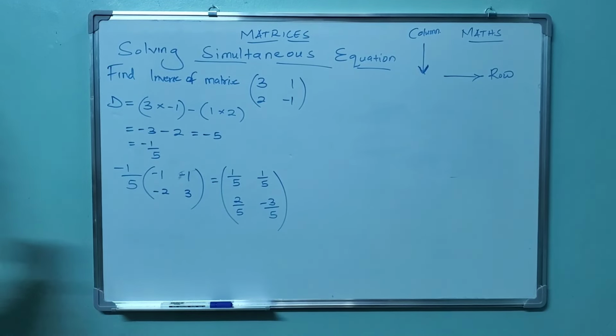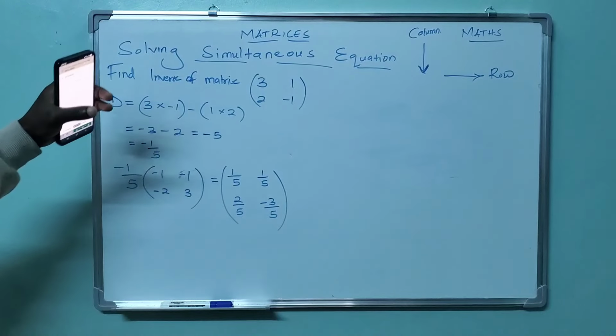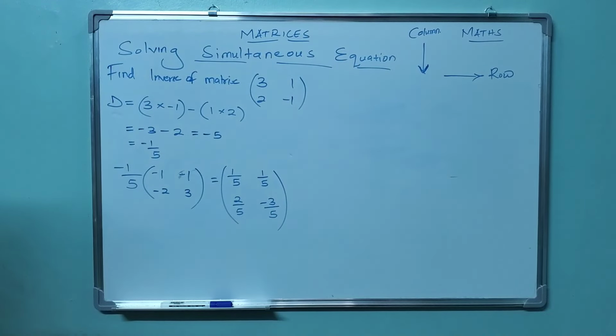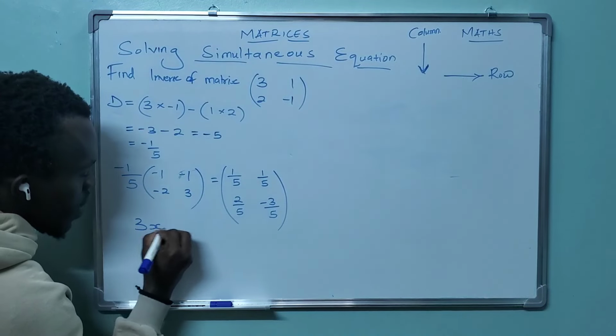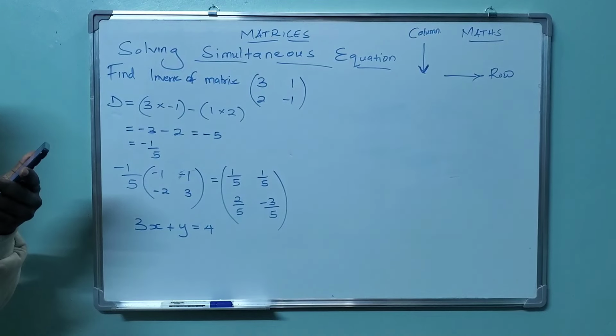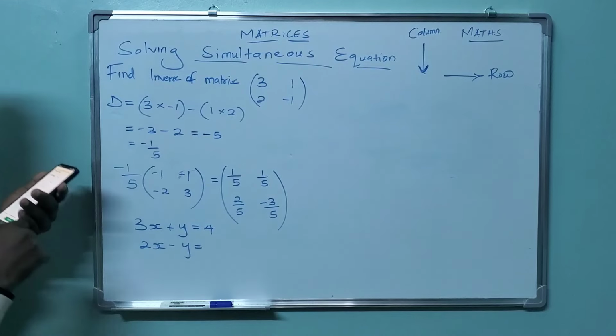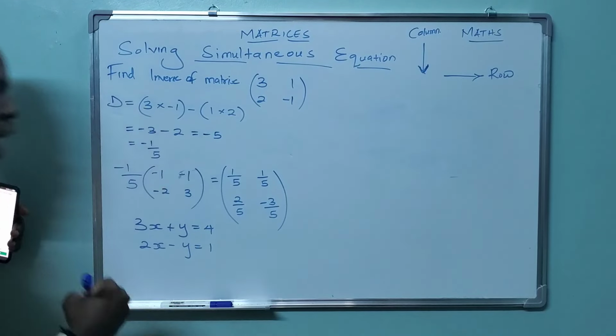You know that if you want to get the coordinates of the point of intersection, you usually solve those two equations simultaneously. So the two equations we are going to be given here, we are going to solve them simultaneously, using the matrix method. So the equations are 3x plus y equals 4, and then we have 2x minus y equals 1.